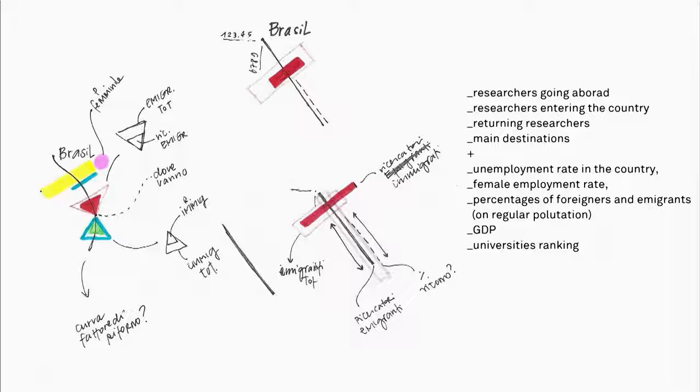And we had a lot of parameters that we wanted to compare for 16 countries, such as how many researchers go abroad from the country, how many enter the country, how many are coming back after a period abroad, where do they mainly go. But also we had a lot of economic and social indicators about the country, such as the unemployment rate, the female employment rate, the percentage of foreigners and immigrants in the regular population, just to give a little bit of context for this phenomenon.